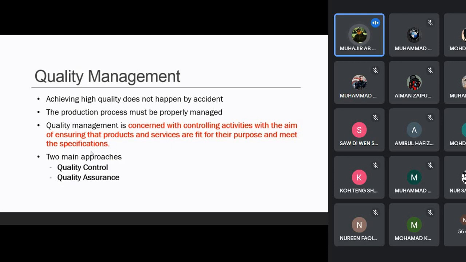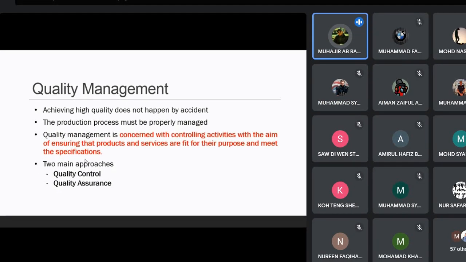Of a customer. To manage all those activities, so that the specification or requirement of your clients is met. First one is quality control, the other one is quality assurance.